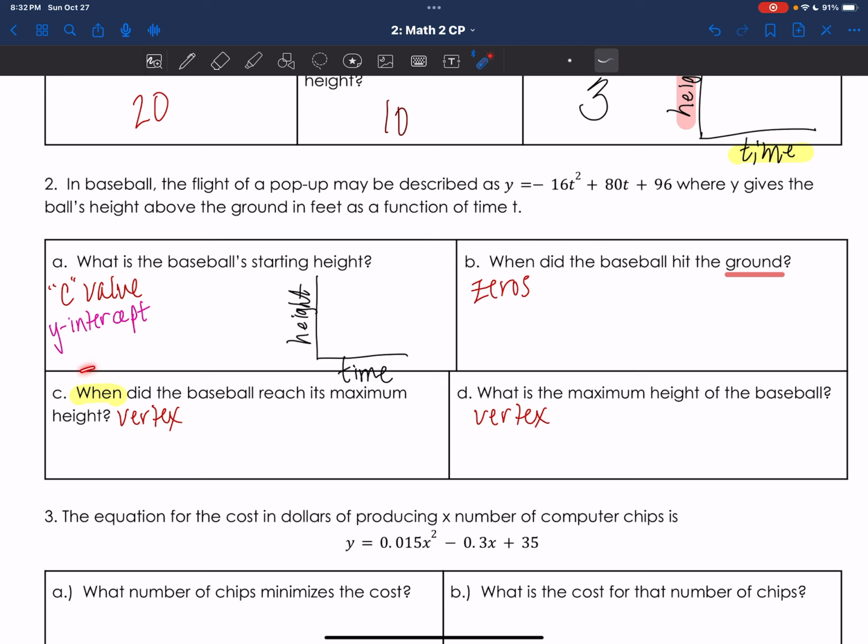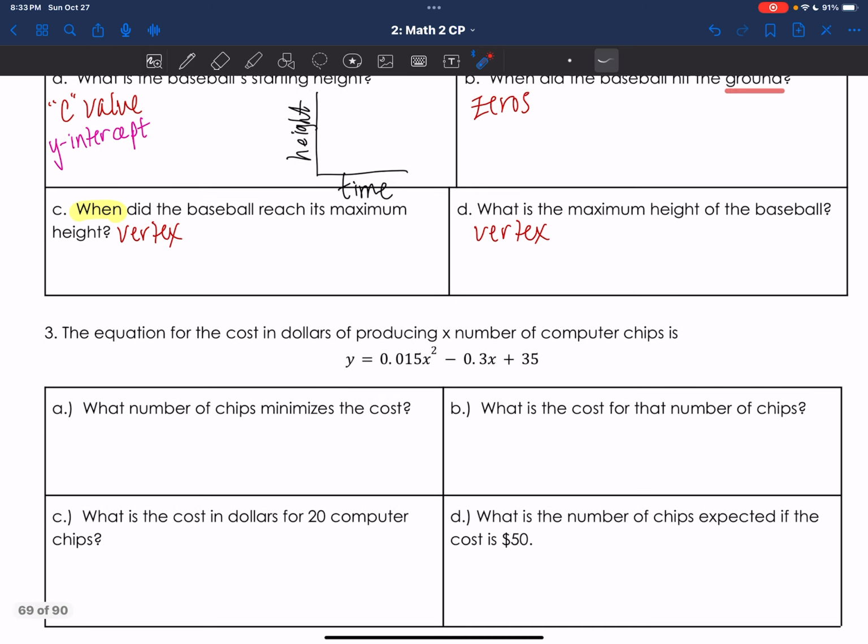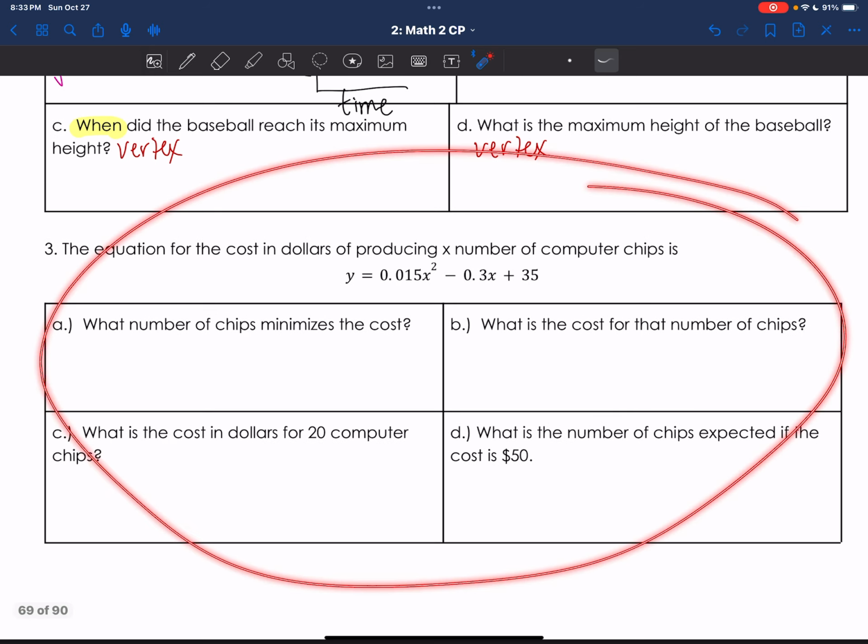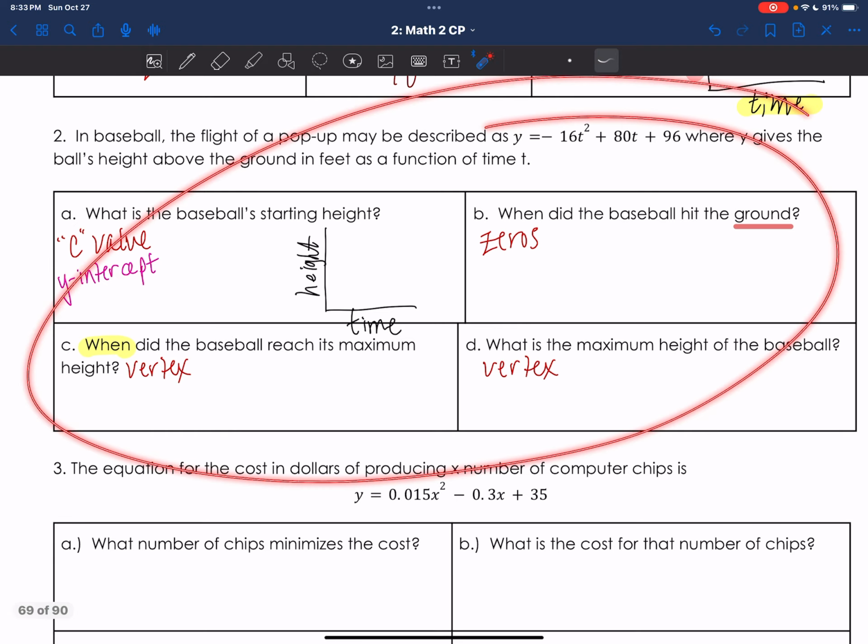And then when did the baseball reach its maximum? So when is time. So you're going to look at your x value on your vertex. And then what is the maximum height? Well, height we said was your y value. And you're going to answer that there. All right. For number 3, you're going to go ahead and complete that.